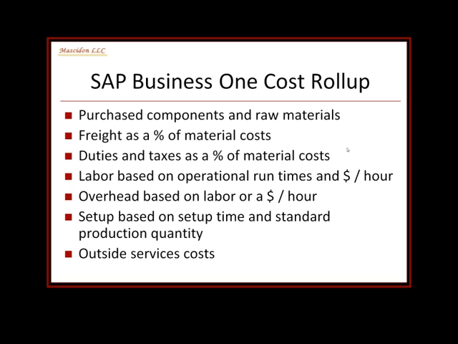Labor is based on an operational dollars per hour, so we define an operations table that has dollars per hour and the run times in the router for each operation within the bill of materials. Overhead is either based on a percentage of the labor or on a dollars per hour for that operation. And setup is based on the setup time, the setup cost per hour, and the standard production quantity when we normally do one setup. And outside services are tracked via the router, defining the outside service cost for that particular operation.